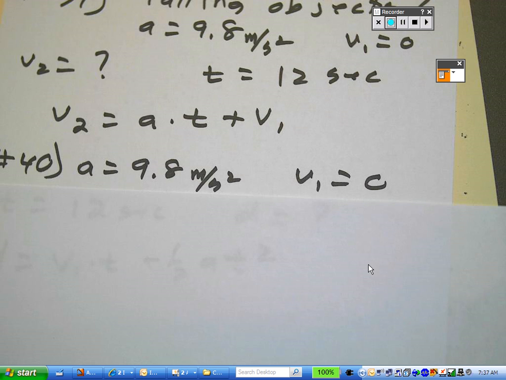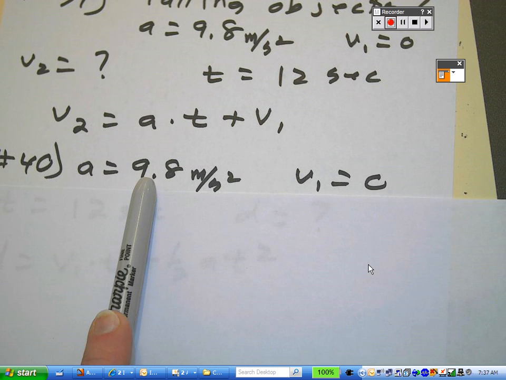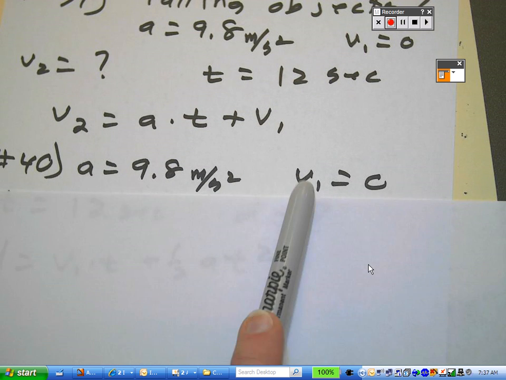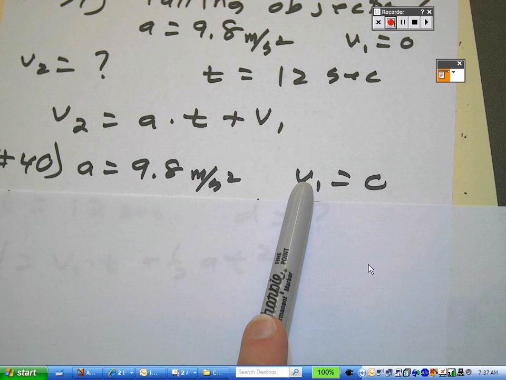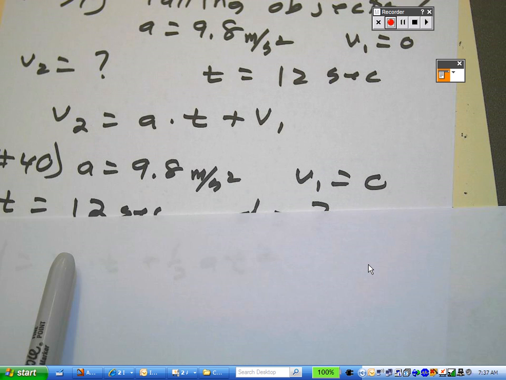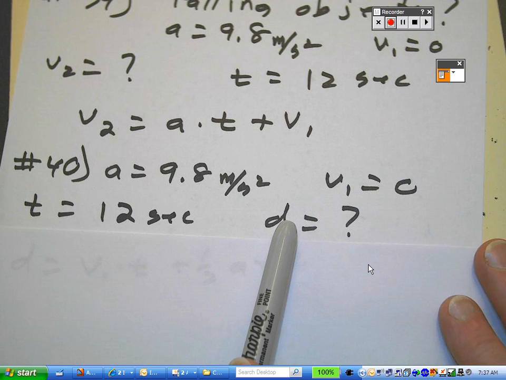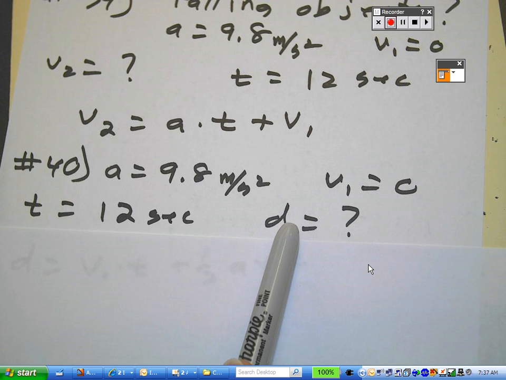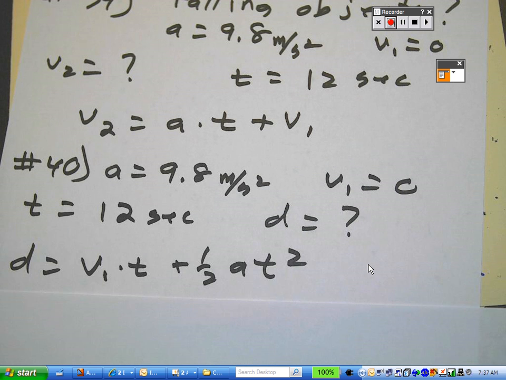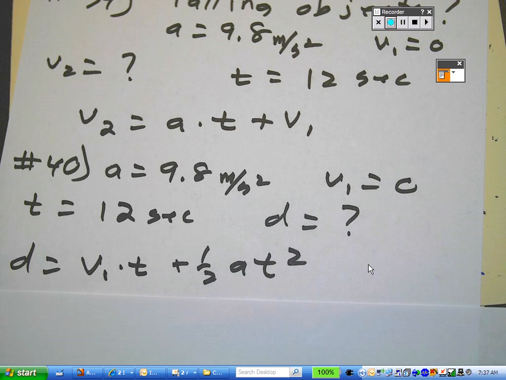Number 40. Again, a dropping object, 9.8. Again, same velocity that it begins with. And in fact, the same time, this time we don't know the displacement. So you need to search for a formula that has those four. Now, the formula that I like best that has those four would be d equals v1 times t plus 1/2 a t squared. Notice, only the t is squared in that formula. And that's some help about number 40.